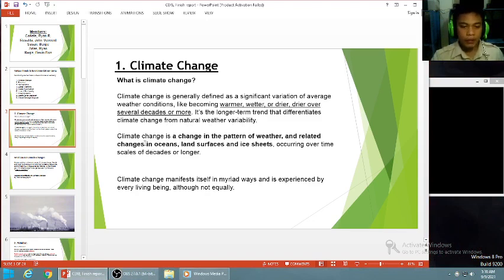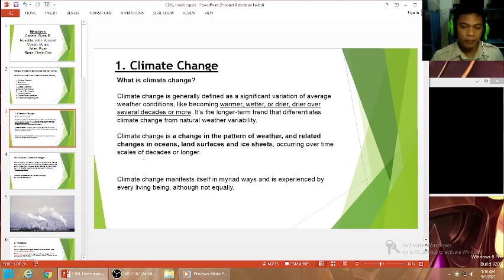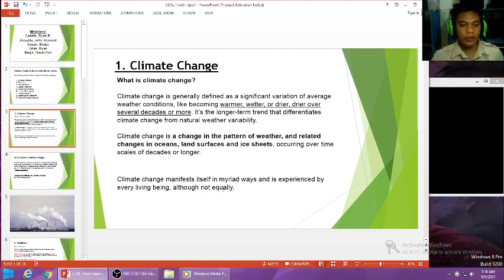Another definition of climate change is a change in the pattern of weather and related changes in oceans, land surfaces, and ice sheets occurring over time scales of decades or longer. Climate change manifests itself in myriad ways and is experienced by every living being, although not equally.